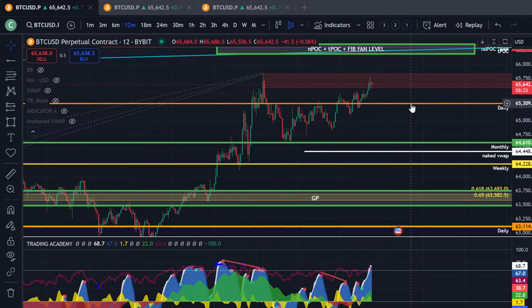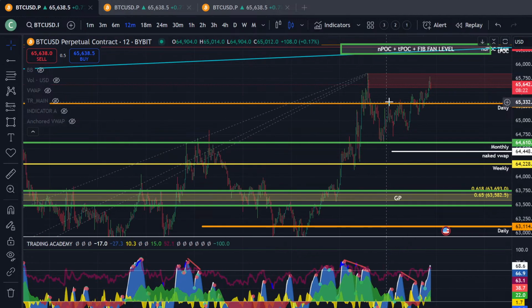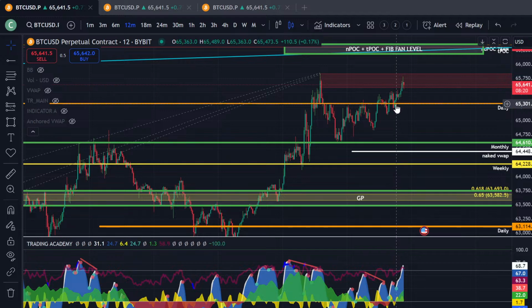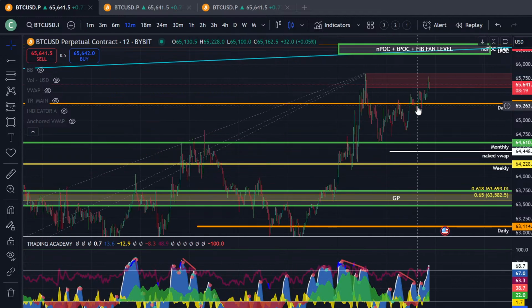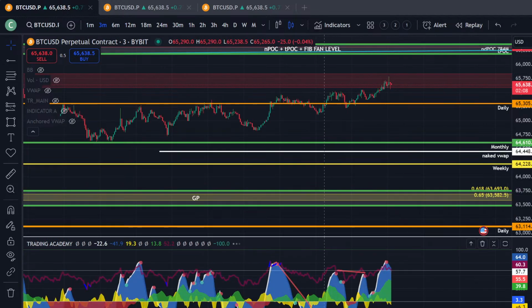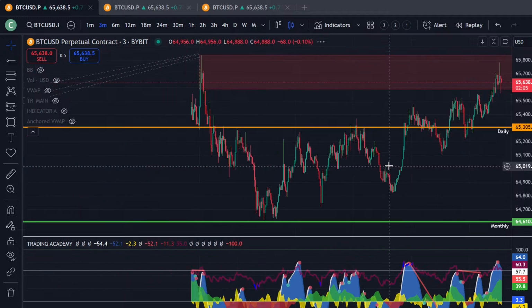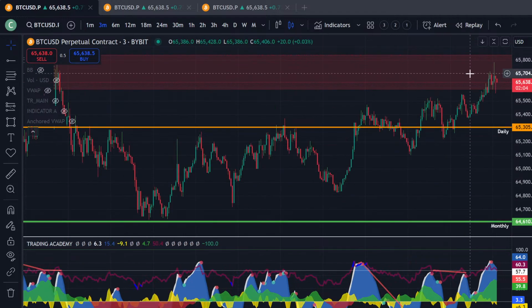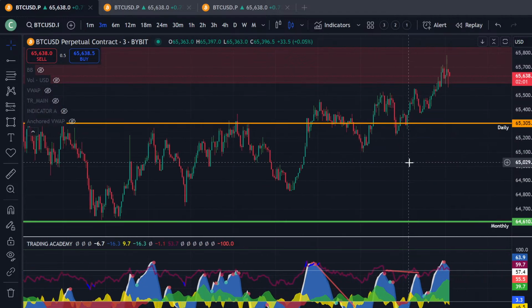It's not a really good area because we have a daily from, it's an old daily, so it's not that important anymore. It's been hit 3 or 4 times. I think this is the most important area to look. So yeah, we could take a short from here if we find any good reasons to take a short. So we have to look at the momentum, and we have to look at the lower time frame momentum. This is a valid short area.